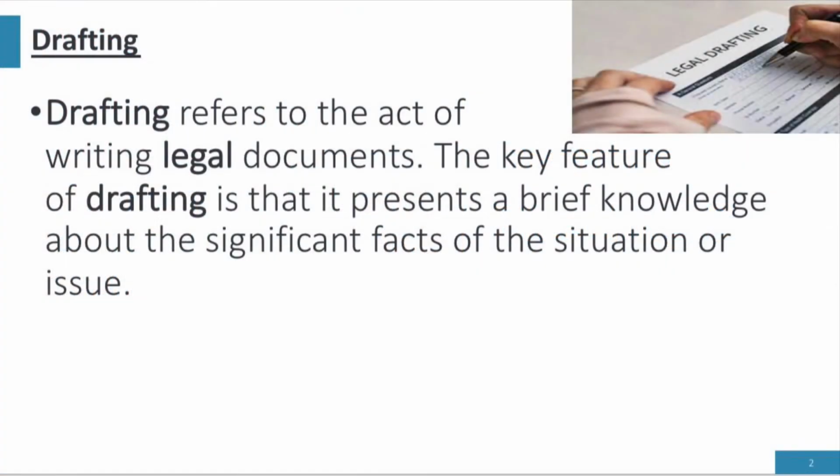Now let's look at the first word: what is drafting? Drafting refers to the act of writing a legal document. For example, if you're writing a legal document, that act of writing is considered drafting. Drafting contains a huge amount of brief knowledge about significant facts of the situation and the issues in a much condensed manner. In a simple understanding, it's a document which you're drafting for any kind of legal purpose.